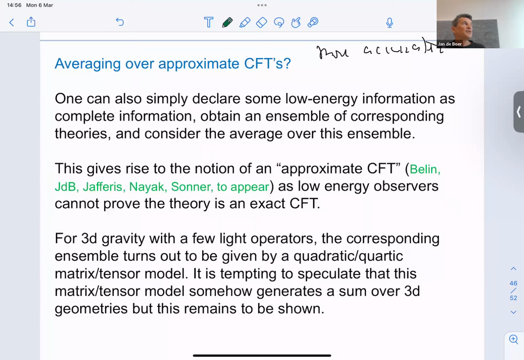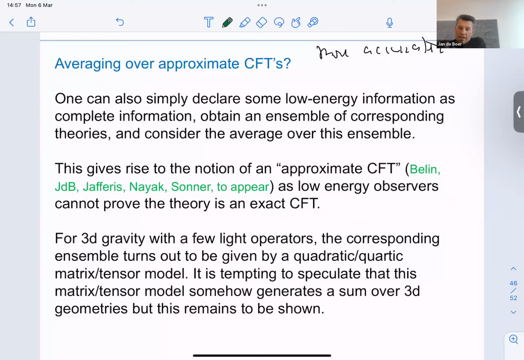Maybe there have been attempts using tetrahedra, these two Raev models and so on, but I don't think there's a really reliable combinatorial representation. So this would be a candidate combinatorial representation of 3D geometry. And we're very interested to see if one can directly see the 3D geometry emerge from this kind of matrix slash tensor model, but that remains to be seen.